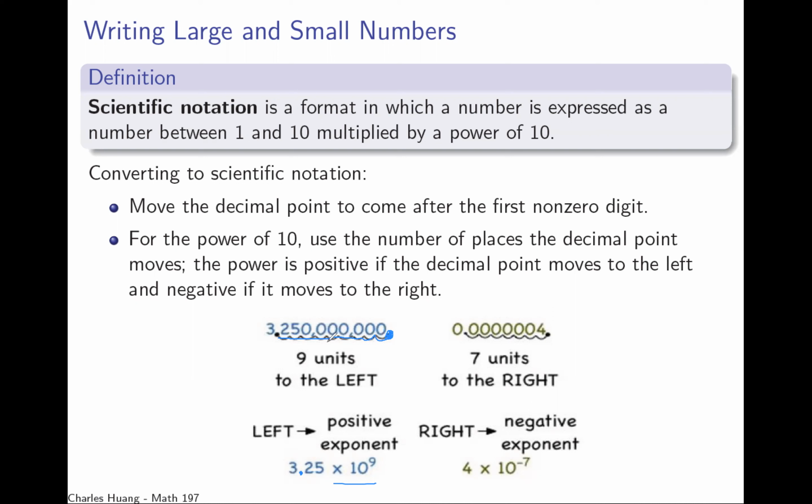Now, when I move my decimal place to the left, that means we have a positive exponent. You can do it like this, or personally, I like to think about a number that's bigger than 1, a number that doesn't start with 0 point something, will have a positive exponent.